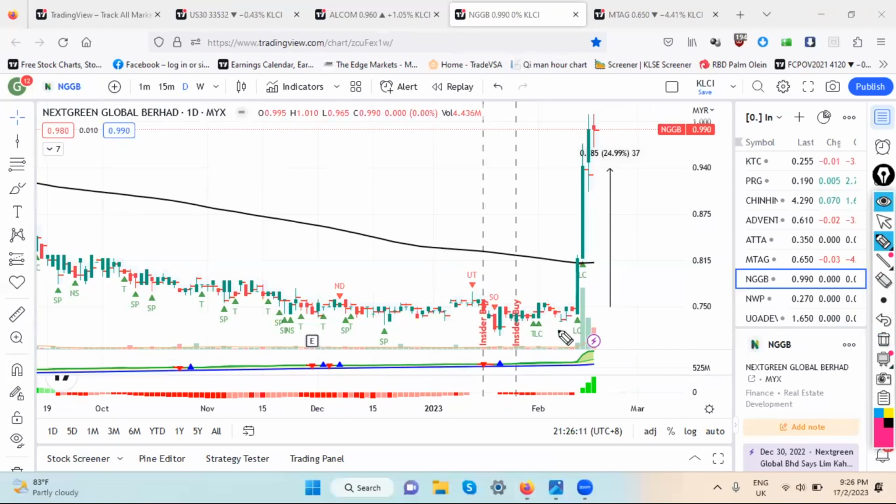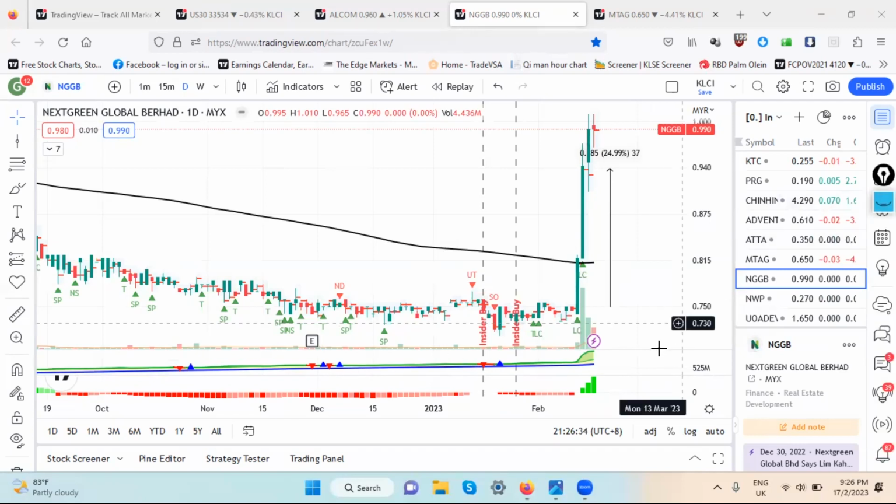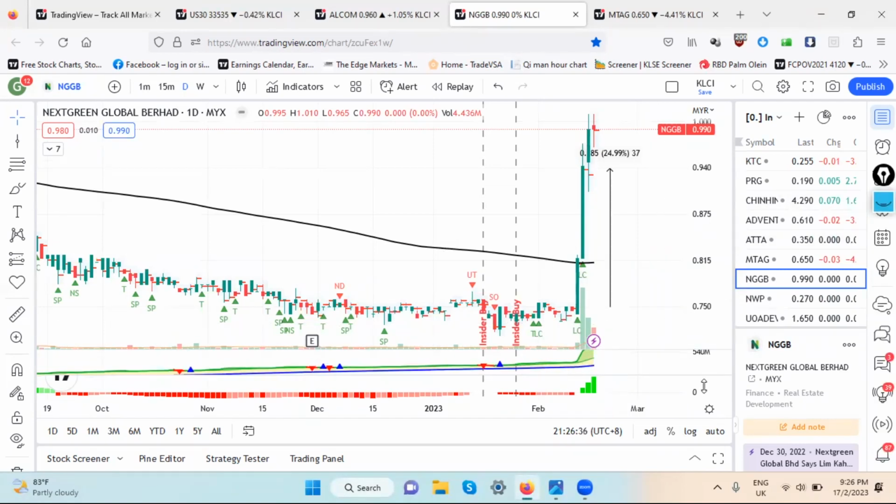Some of the members also followed me on NGGB. Actually, I got some insider news that this one was going to be goreng-ed, but I did not expect it to goreng gila like this. That is why I want to show you this, as the indicator actually has some limitations.